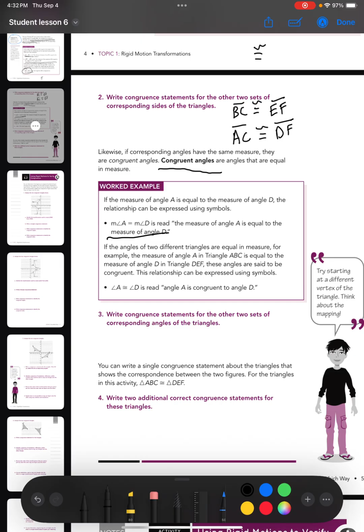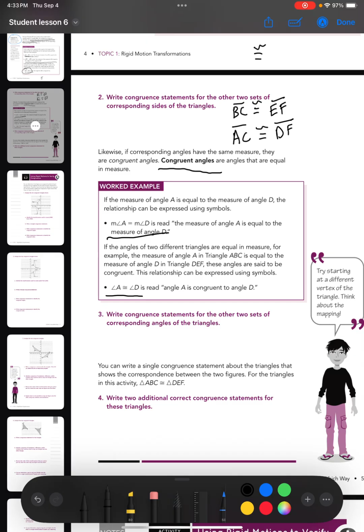If the angles of 2 different triangles are equal in measure, for example, the measure of angle A in triangle ABC is equal to the measure of angle D in triangle DEF, these angles are said to be congruent. Okay, we keep going back to that. All these rigid motion transformations are maintaining congruency. So again, using that congruent symbol, we would read this as angle A is congruent to angle D.